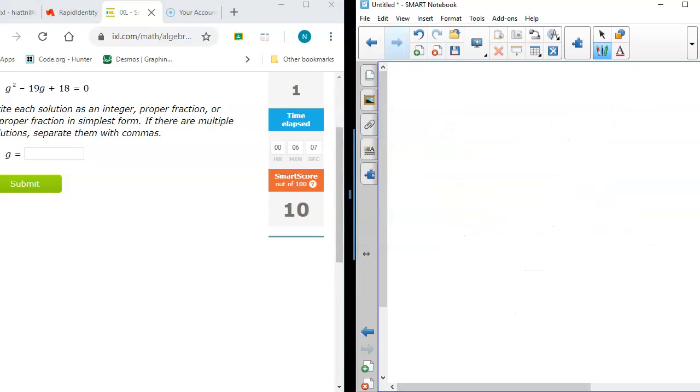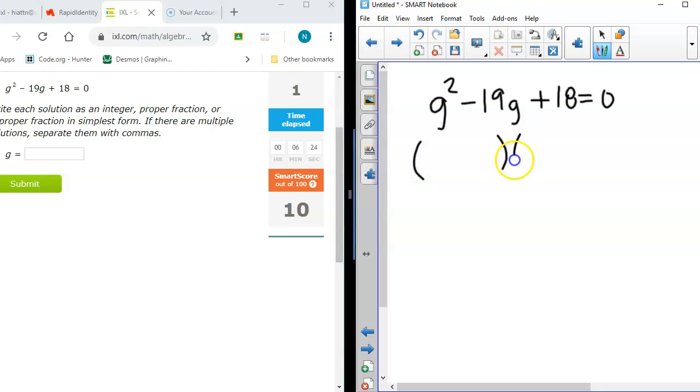The next one is going to be g squared minus 19g plus 18 equals 0. Again, it already equals 0, so I'm going to break this into two parentheses. And so I have to have a g and a g here. My 18, if I think of numbers I could multiply to get a positive 18, I should notice here I'm going to have to use a negative and a negative in order to get a positive 18, but yet have that negative there in the middle.